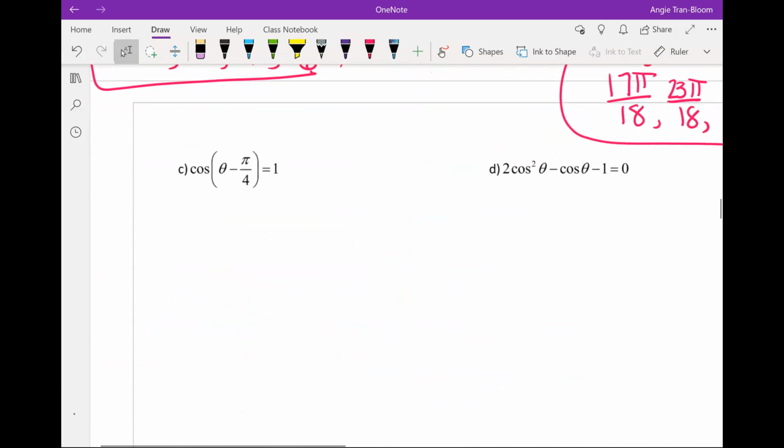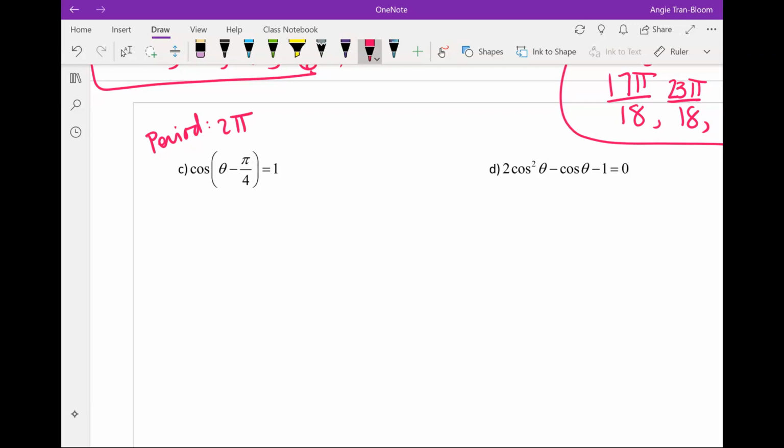Okay, here we go. C, period. What do you think it is? 2 pi. Because do you see any number in front of theta? No. So the period is 2 pi. So if it's 2 pi, do I need to worry about adding and subtracting? No, because it would immediately be over.